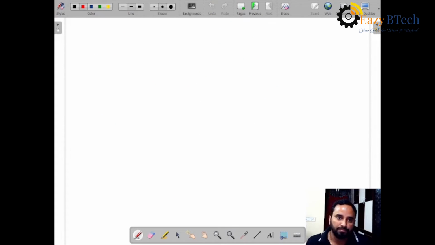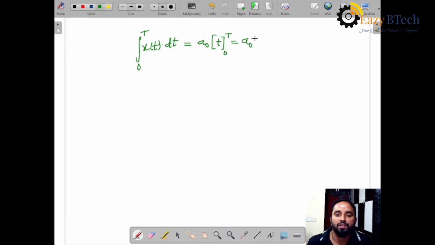So on the left side we have the integral 0 to T of x(t) dt. This is the LHS. On the right side we have a naught, and the integration of 1 is t with limits 0 to T, so this will become a naught into T. We want the a naught formula, therefore a naught equals 1 by T integral 0 to T x(t) dt.